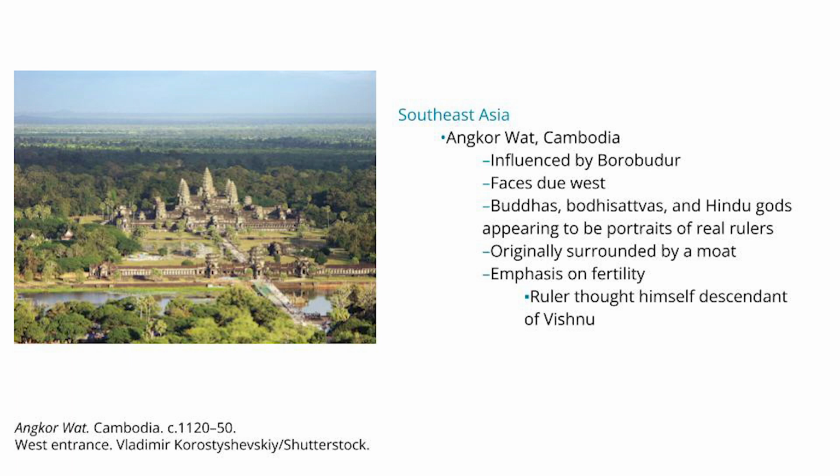Also, it was originally surrounded by a moat, but no longer is. And it has an emphasis on fertility in the meaning of what is worshipped in this place. The ruler at the time who built the place actually thought of himself as a descendant of Vishnu. So that is part of the story of why it was built.